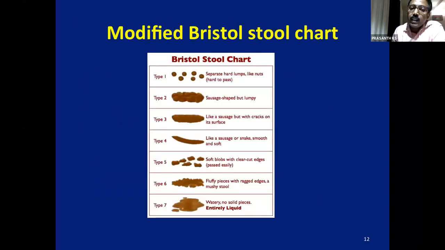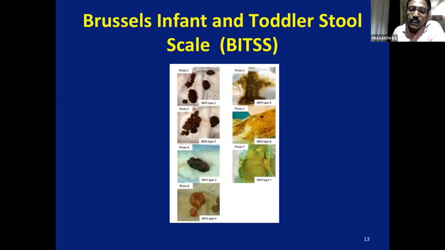To give objectivity to identify the consistency of stool, there are some valuable tools. One such tool is the modified Bristol stool chart. This gives a classification depending upon the consistency of the stool, starting from type 1 to type 7. Type 1 is the classical hard lumpy stools which are difficult to pass. If we use tools like this, it will add more objectivity in identifying the problem. Of late, there is a recent tool which gives objectivity, that is the Brussels infant and toddler stool scale. These have not been validated in Indian children.